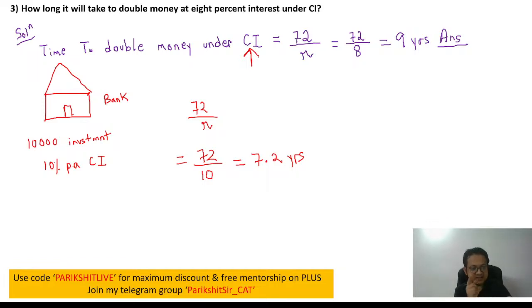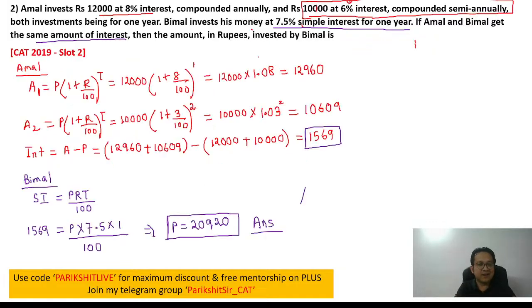So remember this. This is not there in your books. Very easy shortcuts. 72 by R. That 72 is called the magic of 72. It acts like a magical number out here. 72 by R will give you the time for your money to double in the bank. Any doubt in this? Ria is asking, what is R? R is the rate of interest. So remember this. Clear? Great.